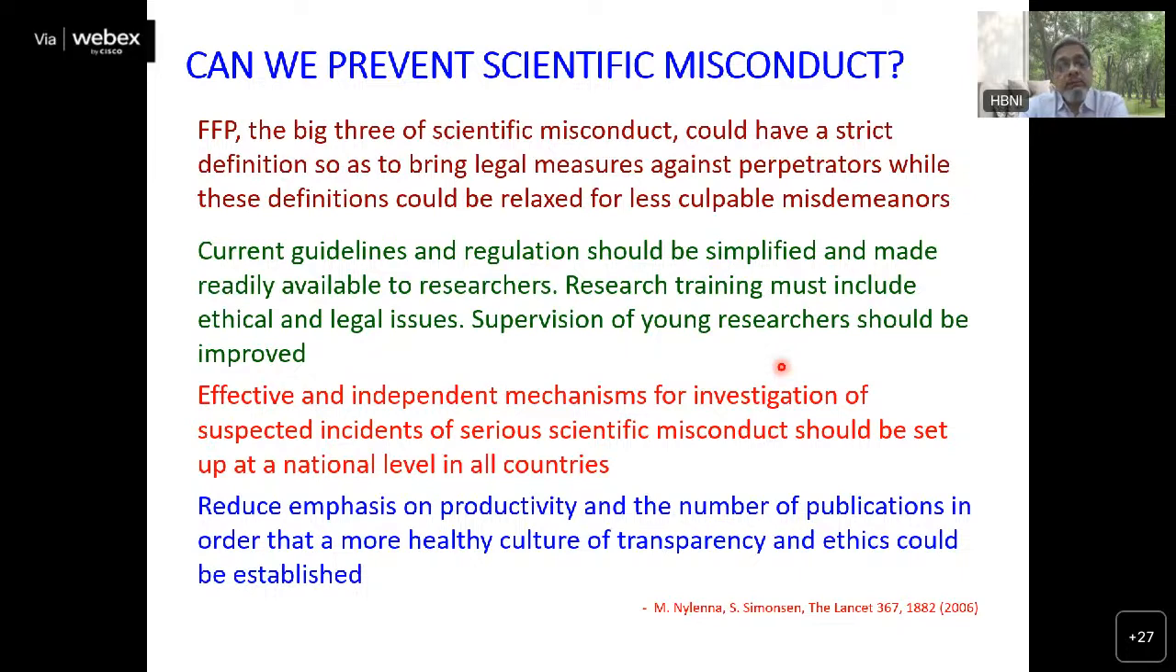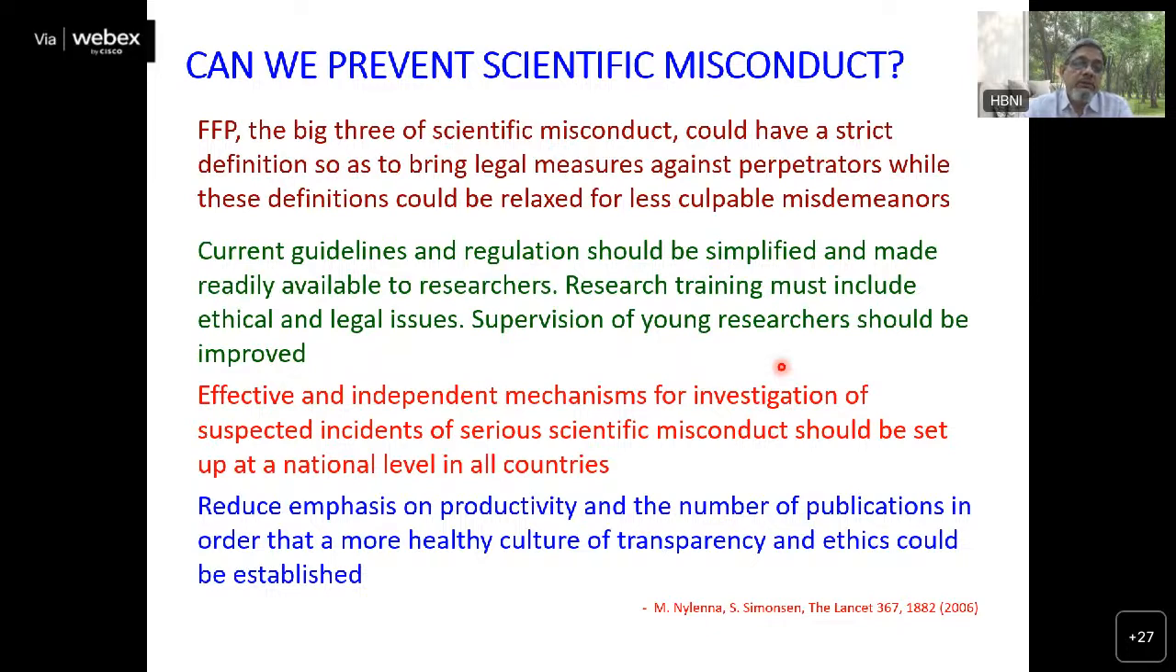Then, whenever serious scientific misconduct events or incidents happen, there must be some kind of mechanisms which are independent and very effective, which can be taken up at a national level in all countries. Of course, we are now bothered mainly about our own country. So I think it is high time that our own institutions take more interest in mechanisms which can investigate these incidents of misconduct.